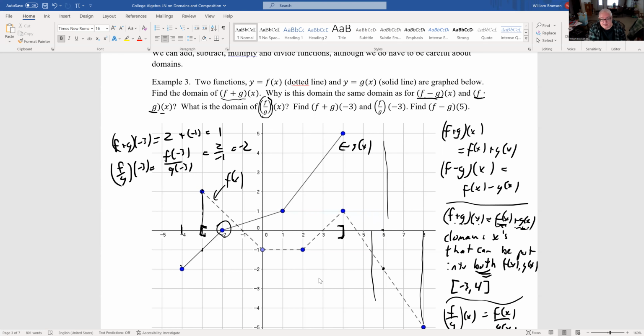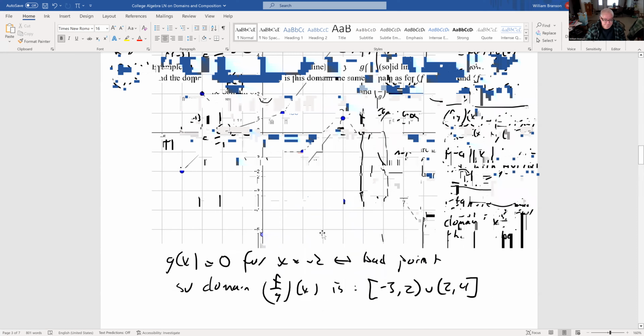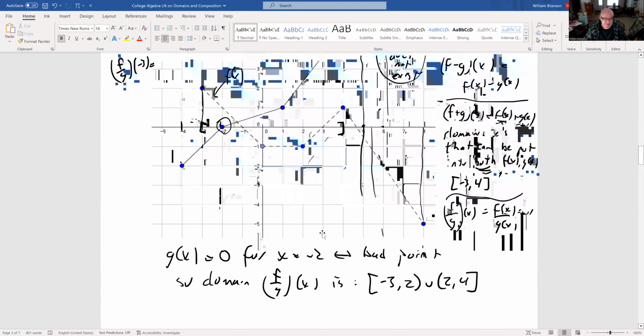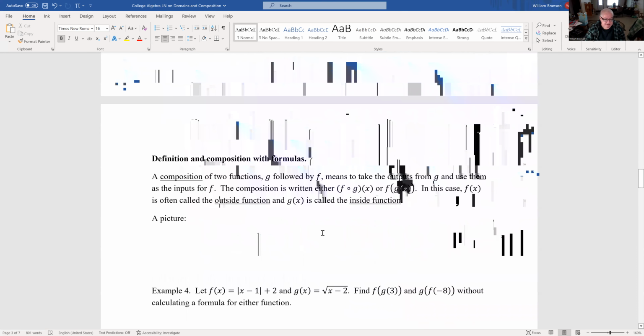F minus g of 5 is undefined, right? There's no g of 5. 5 is outside the domain of g, so you can't actually calculate that. Okay, so a little bit about arithmetic of functions, and now composition.